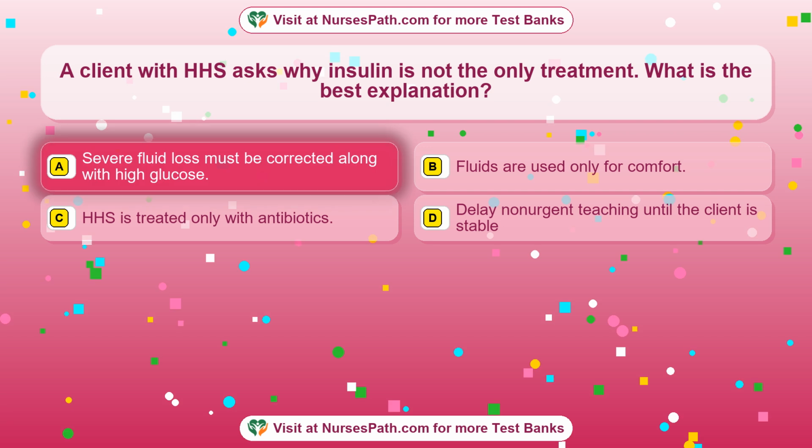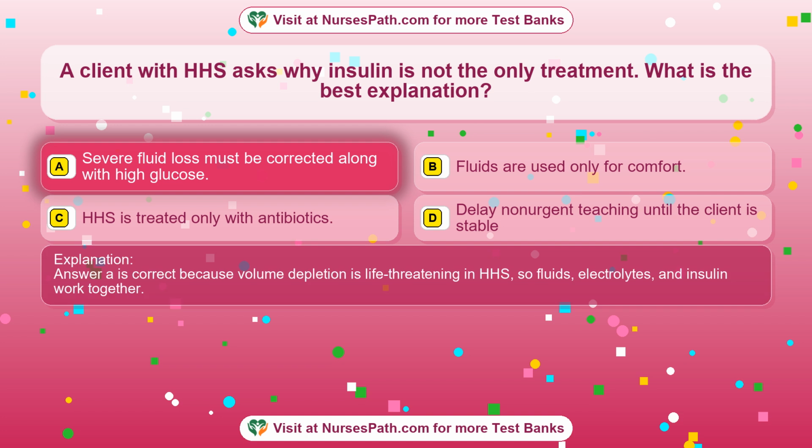The correct answer is option A, severe fluid loss must be corrected along with high glucose. Answer A is correct because volume depletion is life-threatening in HHS, so fluids, electrolytes, and insulin work together.